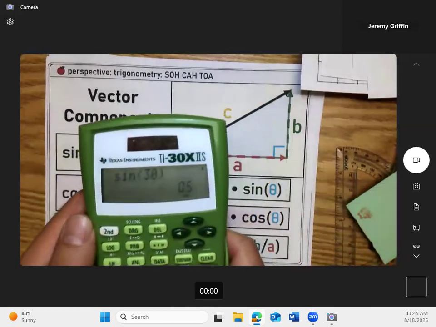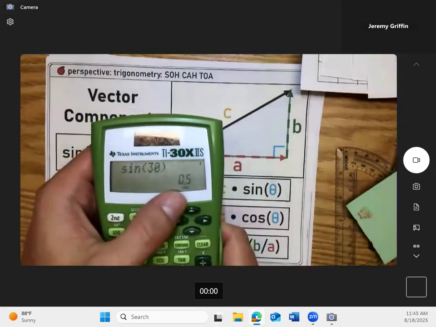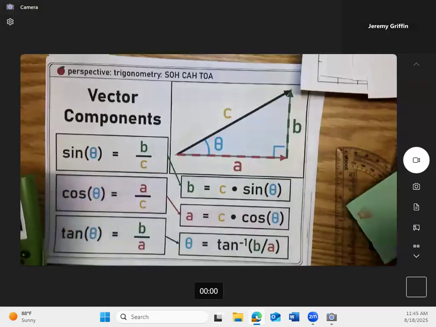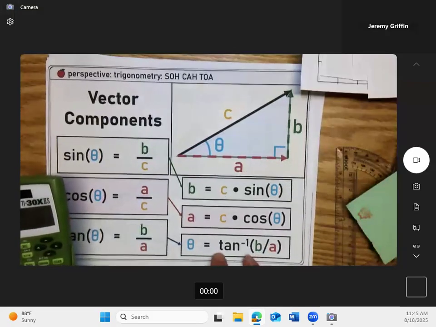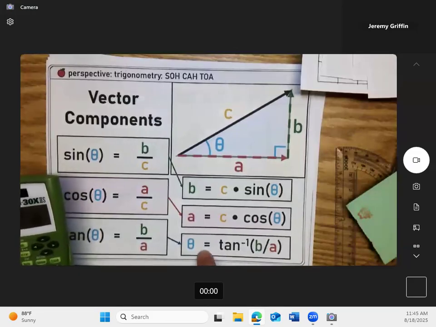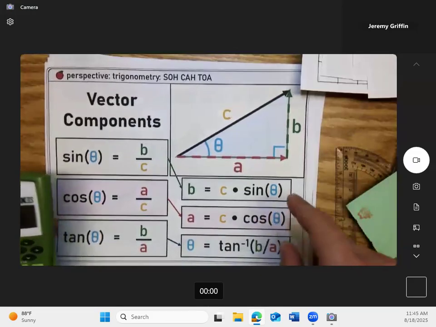For example, that's what we just did a few minutes ago. Sine of 30 degrees, and the ratio is 1/2, call that 0.5. The inverse of that is you can take an inverse trig of a ratio, and it'll spit out the angle. That's what we're about to do right now.